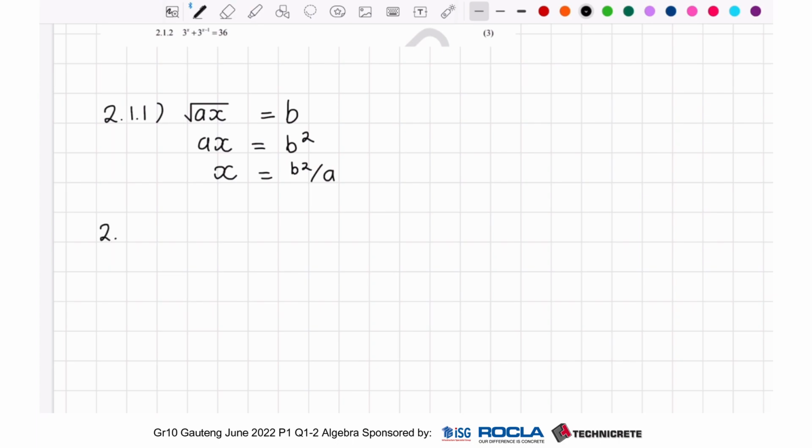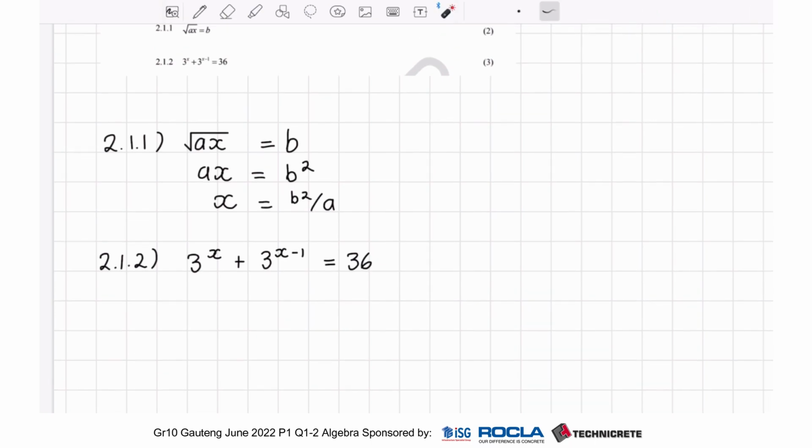Okay, then 2.1.2, I have 3 to the x plus 3 to the x minus 1 is equal to 36. Okay, so I've got two terms here that have a common factor of 3 to the x. Using my exponent laws again, I see that I've got this 3 raised to an expression of x, so I've got an x minus 1, which means that I have 3 to the power of x multiplied by 3 to the power of negative 1.